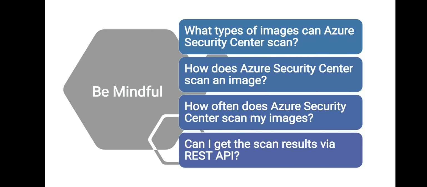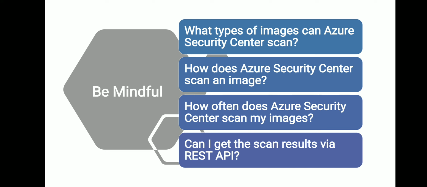Now, what are the things that you need to be mindful of? What type of images can Azure Security Center scan? When we talk about images, there are so many different types of images, but you have to be very clear about the options which are available, so you don't go overboard. Security Center scans Linux OS based images that provide shell access, and the Qualys scanner does not support minimalist images such as Docker scratch images or distroless images that only contain your application and its runtime dependencies without a package manager, shell or OS. So that's an important point.